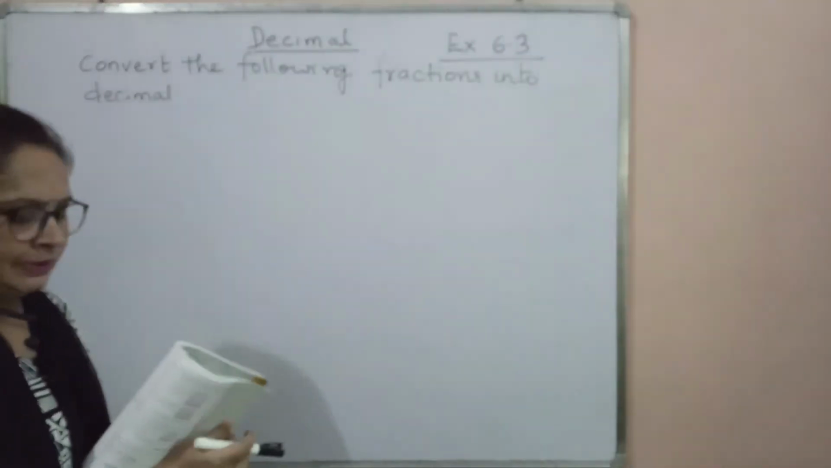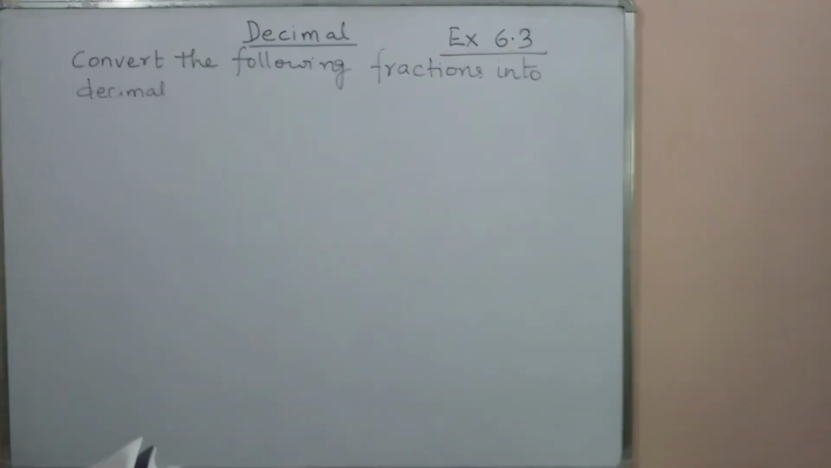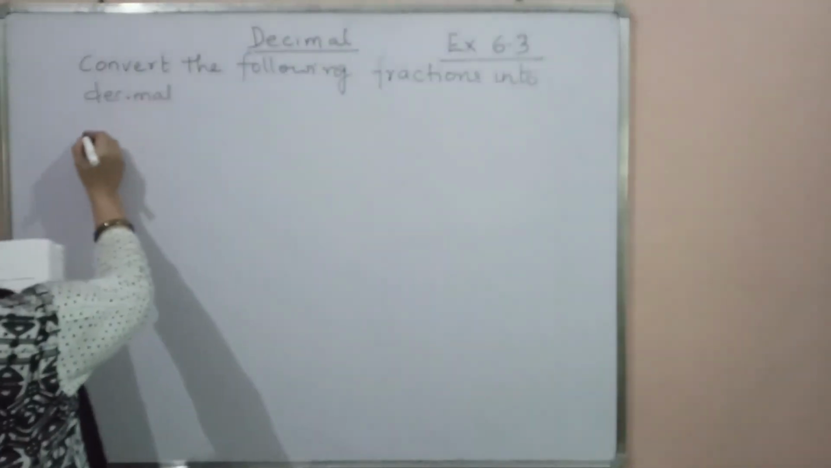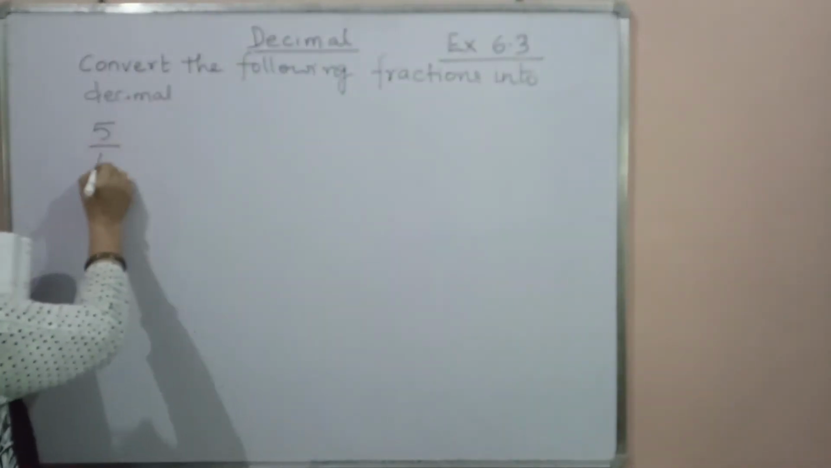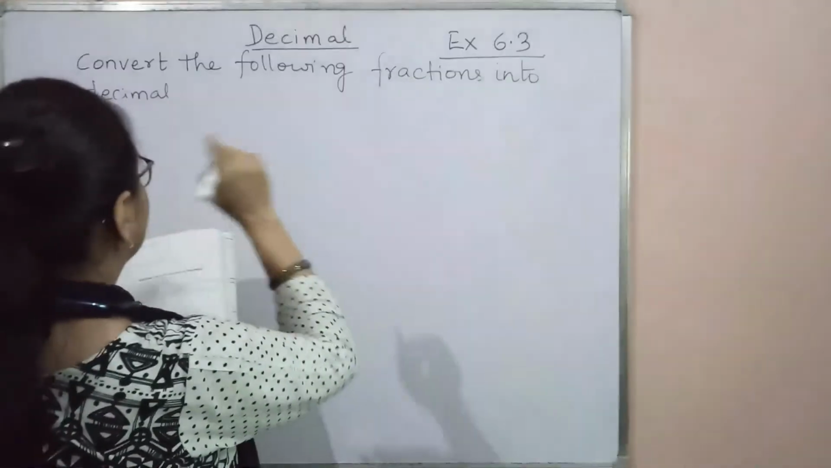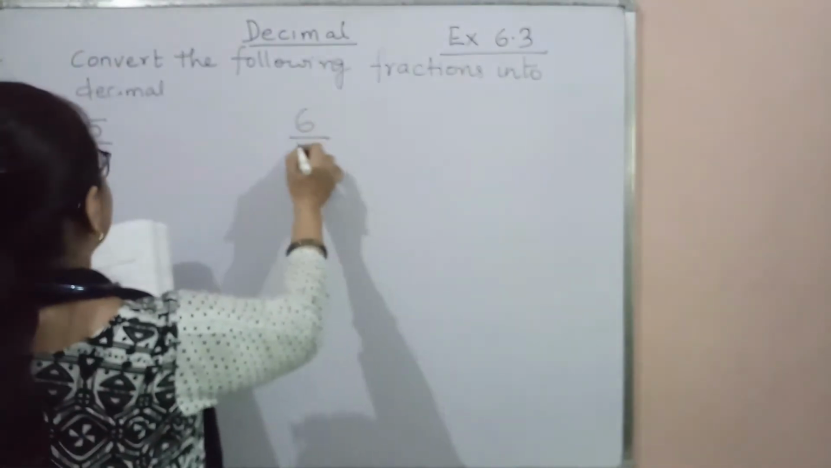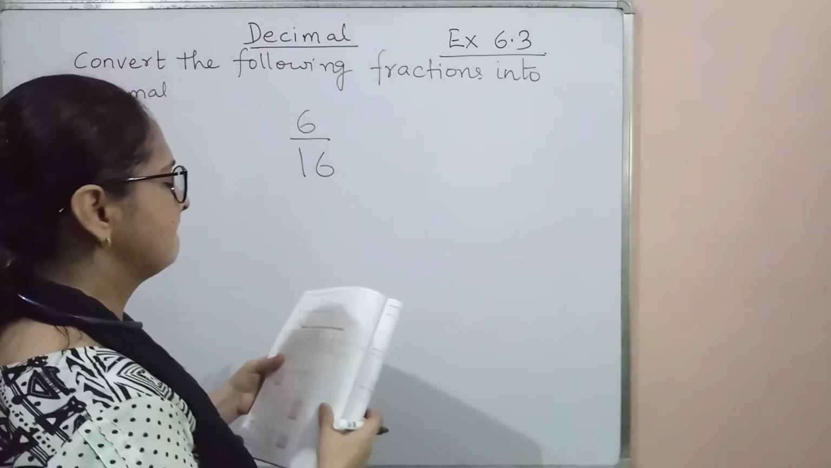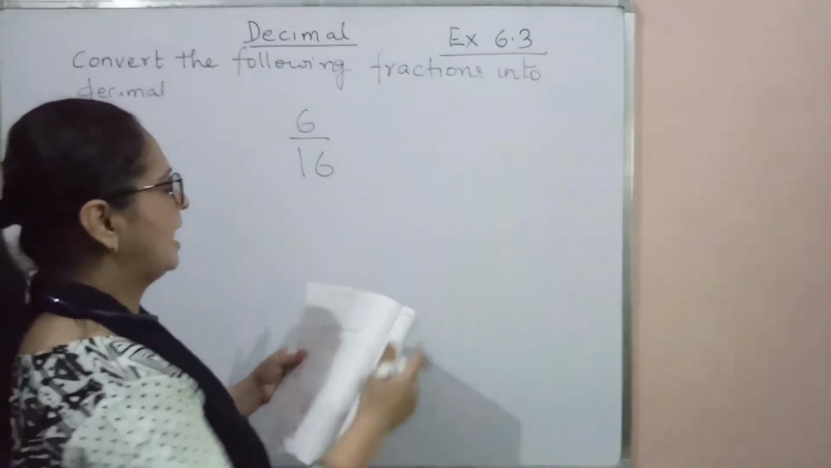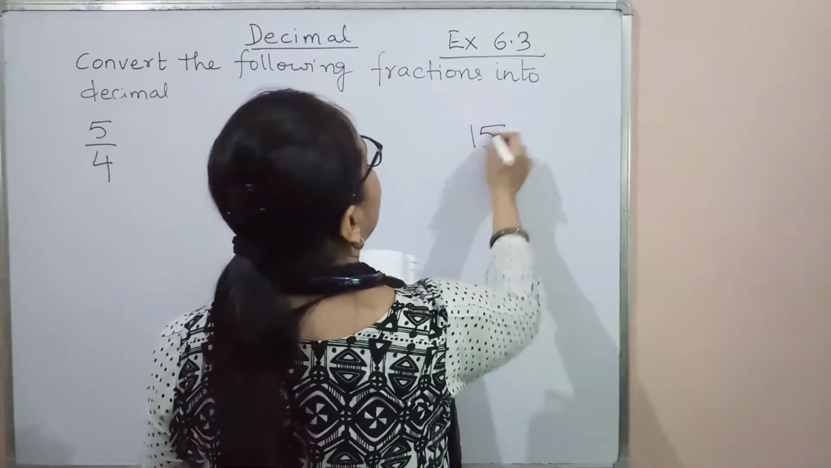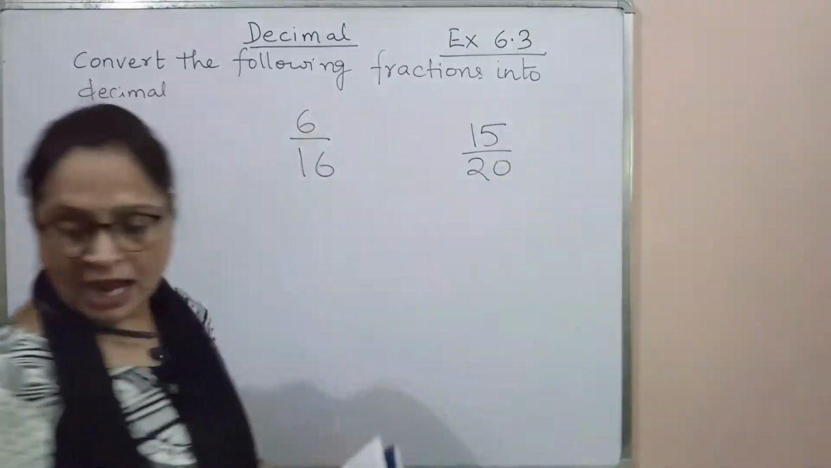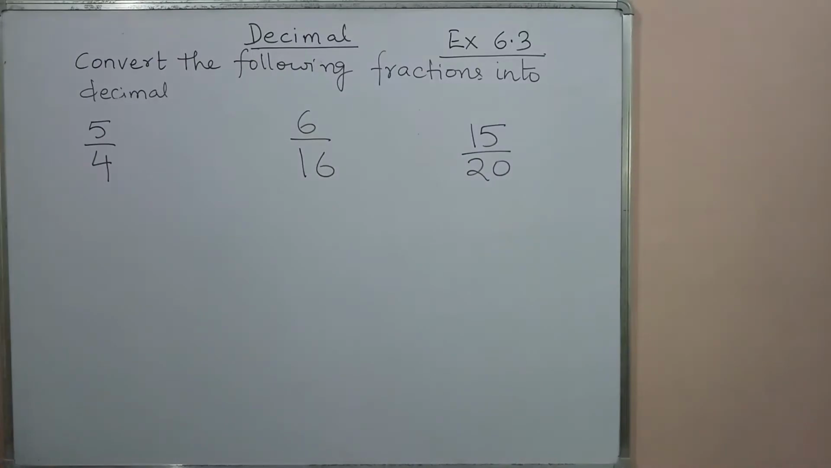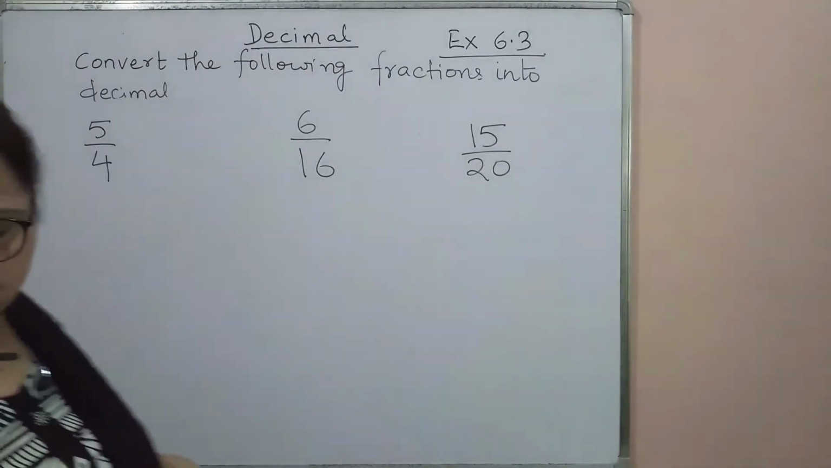So let me take from your book. Now suppose we take 5 upon 4. We know 4 can be converted. Let us take 6 upon 16. 16 cannot be converted. And let us take 15 by 20 and let us do it, I know 20 can also be converted, but let us do it in another method, that is the division method.